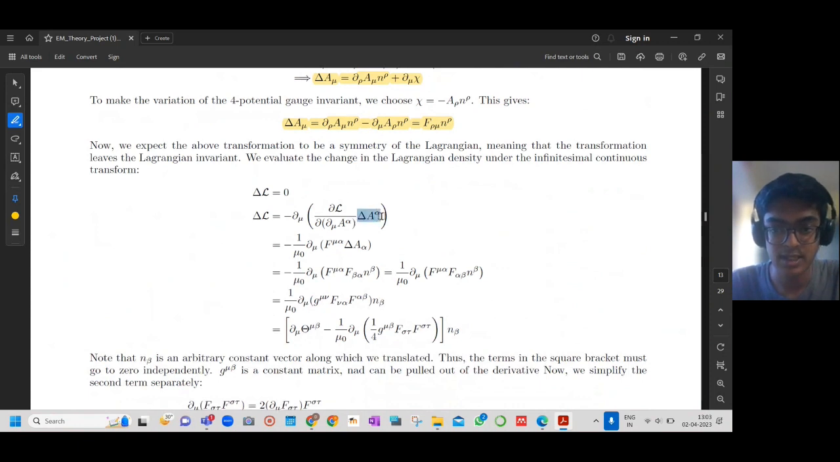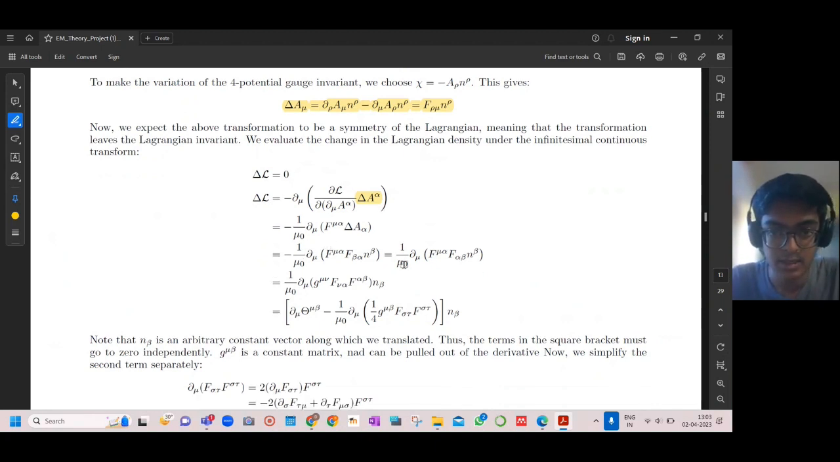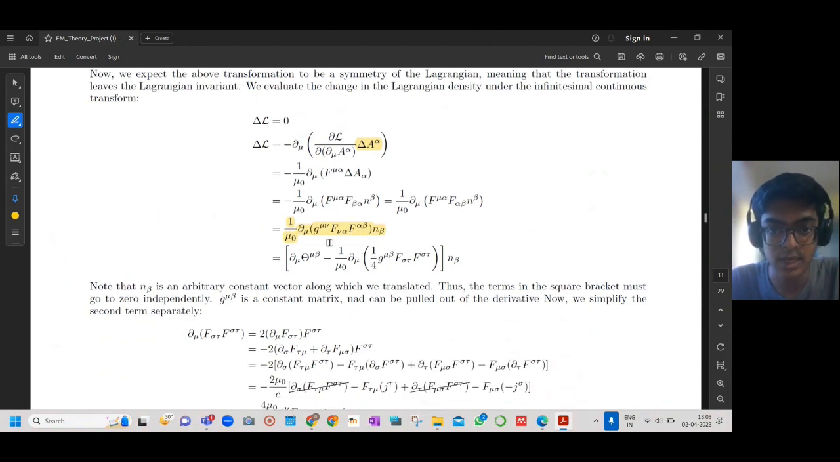Now we substitute the expression that we got for delta A alpha. The only thing that I've done here is raise and lower a few indices, which I can do by multiplying copies of the metric. Some simple math gives us this. Now we have 2 copies of F, which looks like a part of theta mu beta, which is why I've added and subtracted a term. So this term completes theta mu beta.